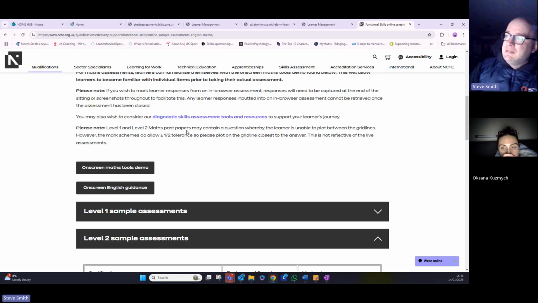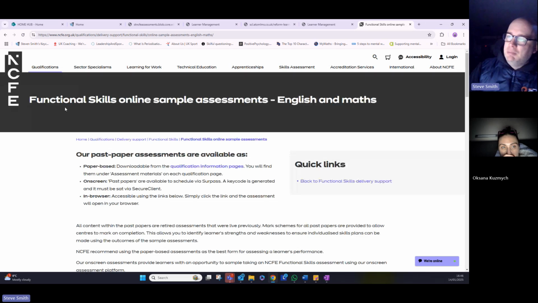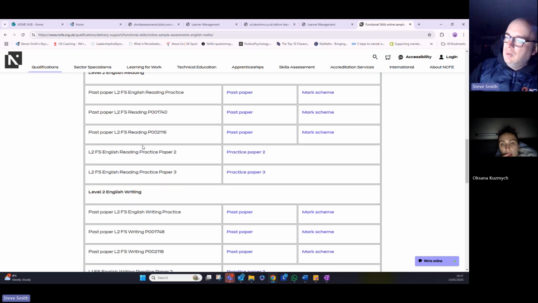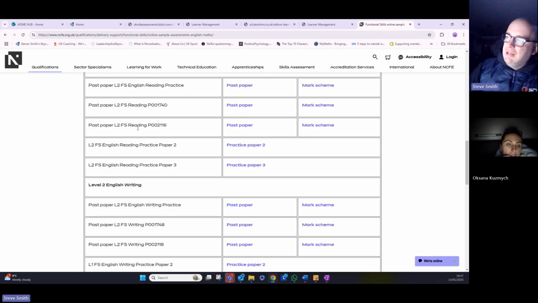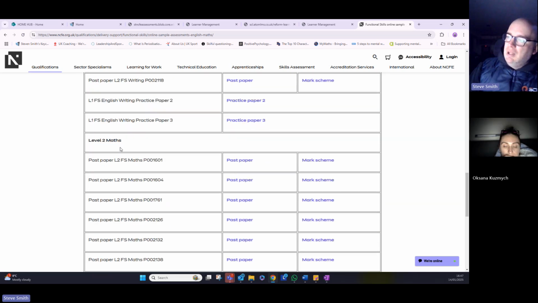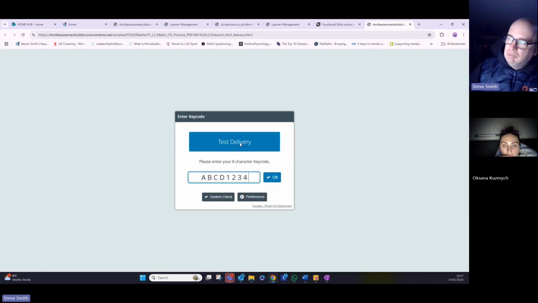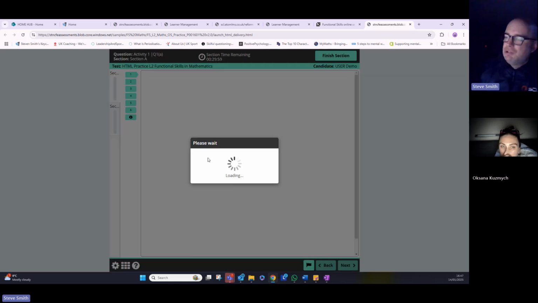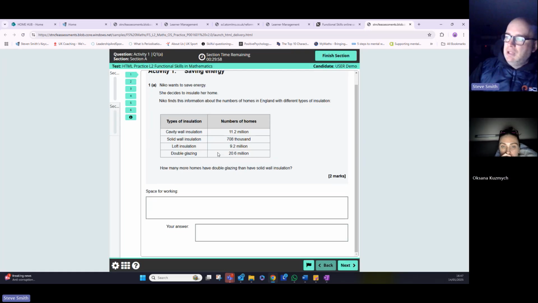And that'll take you onto this site here. Look, it's NCFE practice papers, and then you've got all the level 1 ones, which you want to be looking at level 2 really, but then you've got the level 2 ones here, all the way down. You've got reading for English, writing for English, and the level 2 maths. You just click on a paper and it opens up a new screen, and then you click start test, and you're straight into the level 2 information.